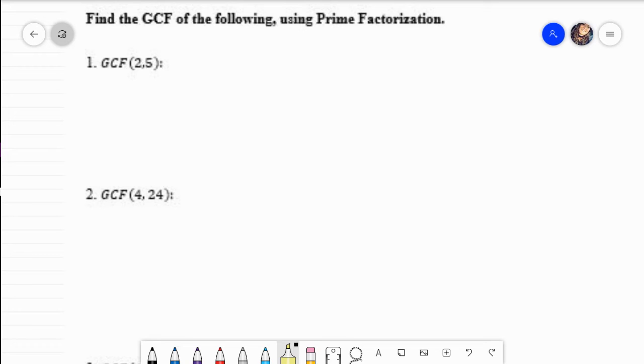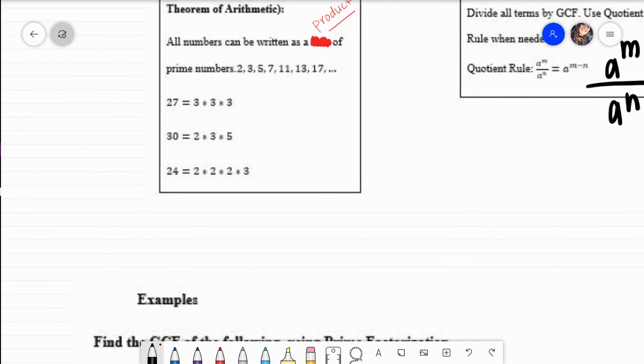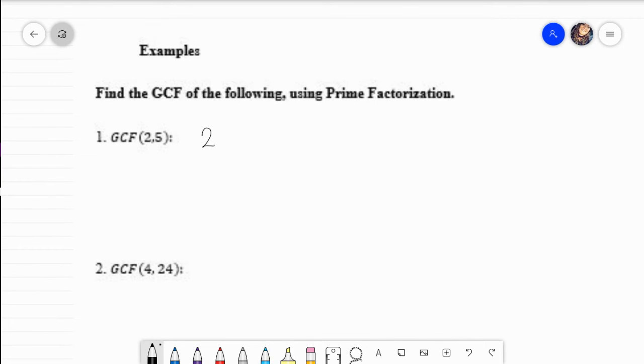If you look at 2, it is prime. If you look at 5, it is prime. We don't actually do prime factorization for prime numbers because prime numbers are already prime. Prime factorization allows us to write numbers that aren't prime as a product of prime numbers, right? My 27 was written as the prime numbers 3 times 3 times 3. For my 2, it can only be written as 2. That's the prime factorization of 2. It's already prime. And for 5, it can only be written as 5.